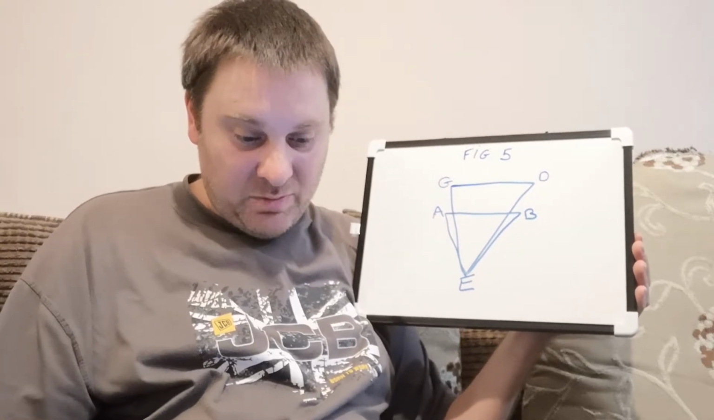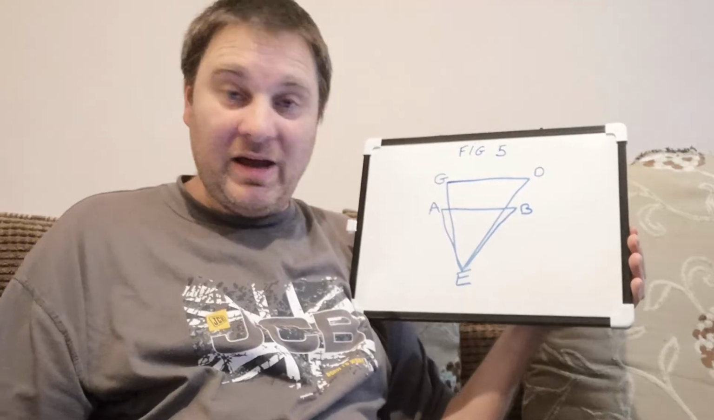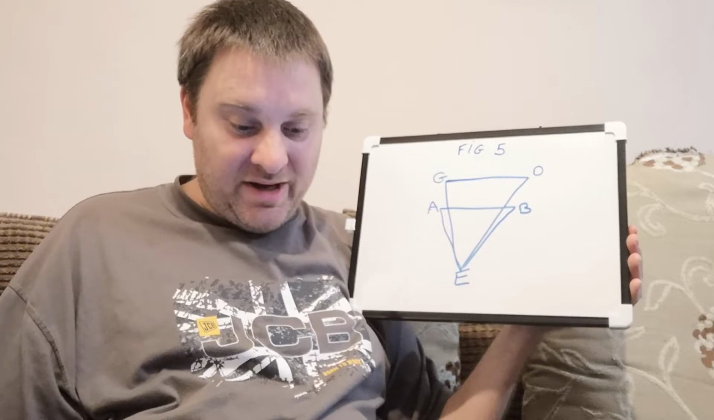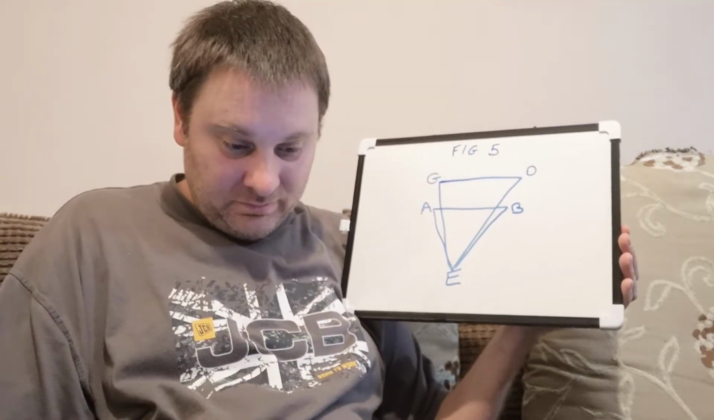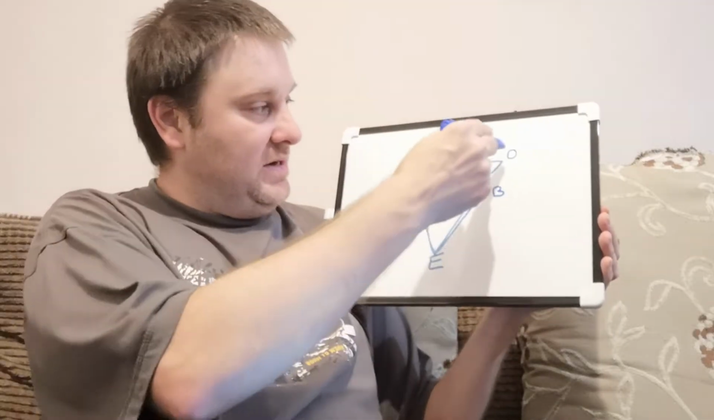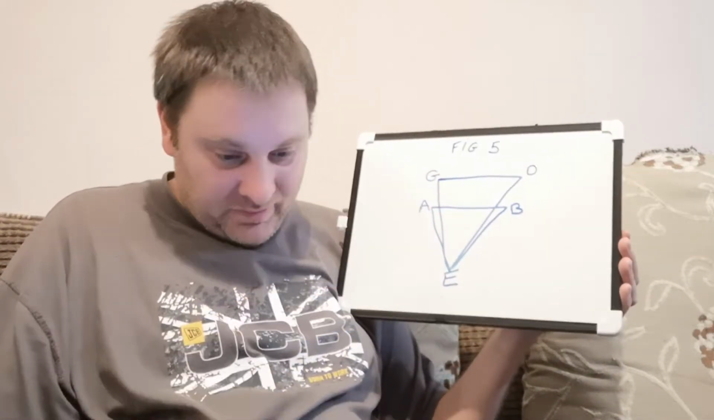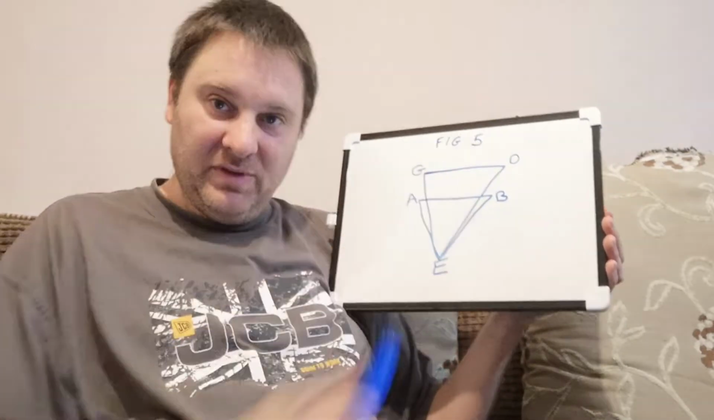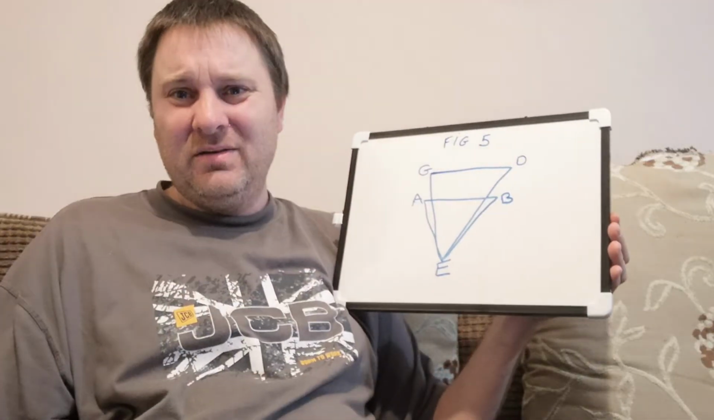Now, since things seen within greater angles appear larger, and the angle AEB is greater than the angle EGD or GED, AB will appear to be larger than GD. So basically, like I said, it's just saying that the further away things are, the smaller they are.